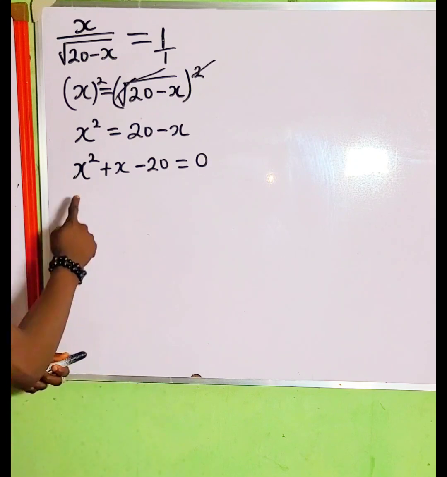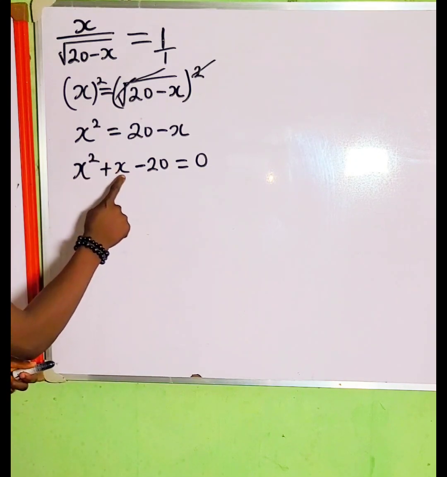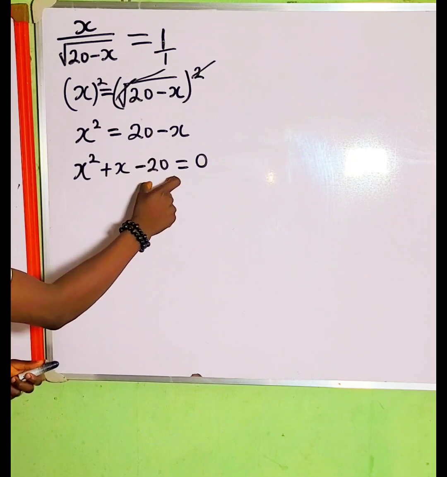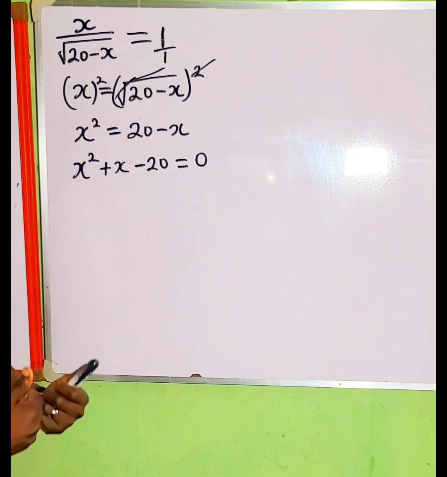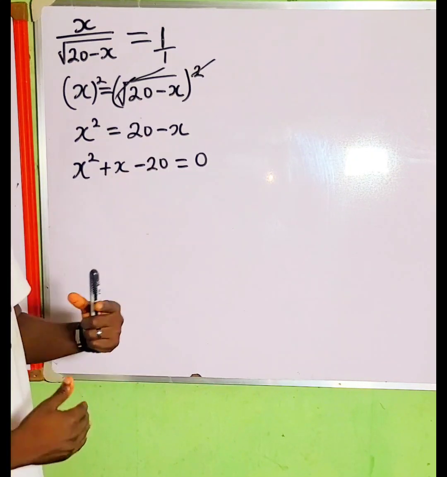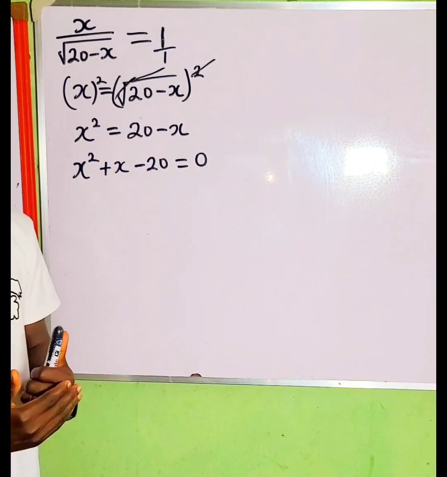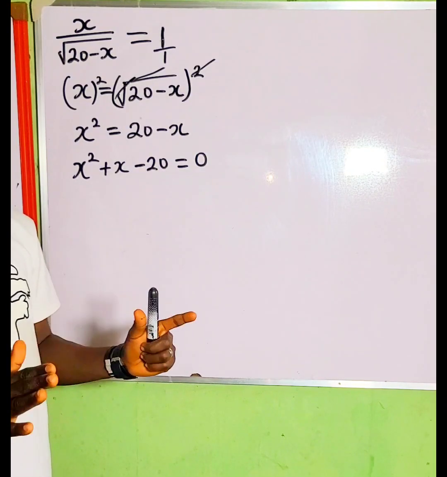Now, what do you notice? Look at this equation. x to the power 2, x to the power of 1, and this is a constant. So this is a quadratic equation. So we're going to solve this quadratic equation using the factorization method. Solving a quadratic equation using the factorization method is going to be really easy.